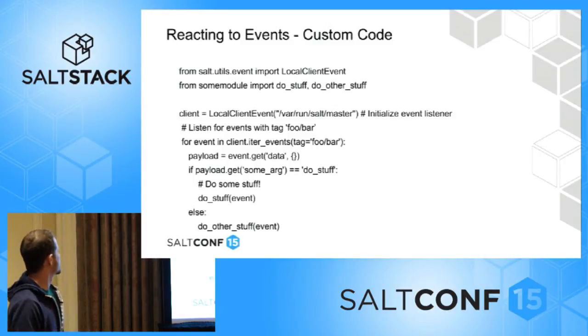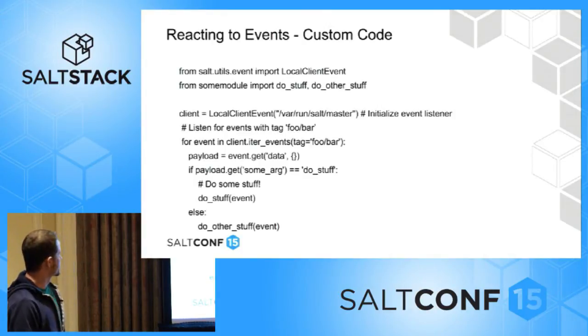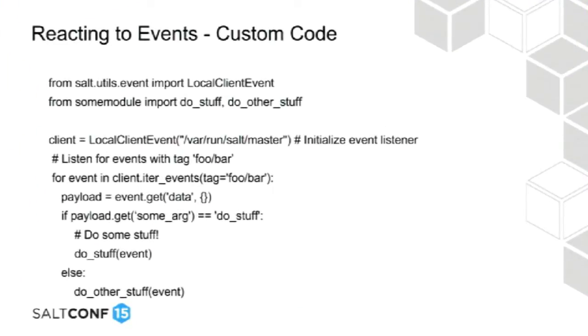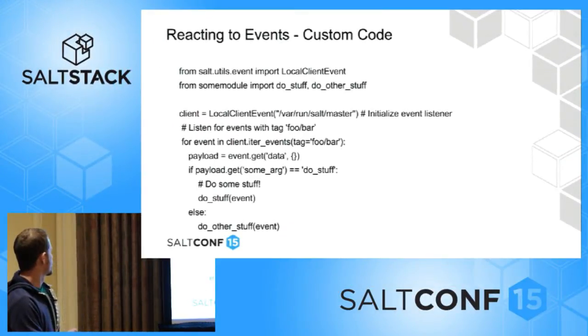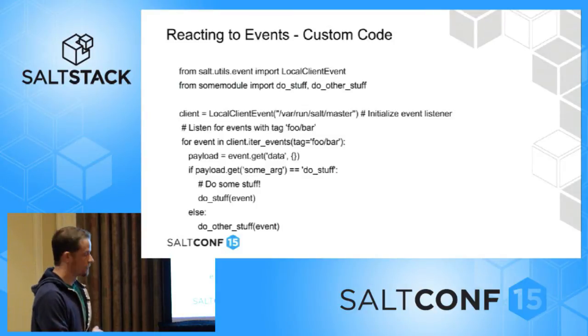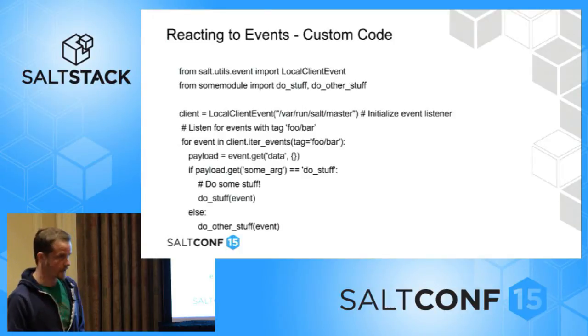This is a little closer to what I'm currently doing. This is using some custom Python. This would be running on the master side. It's pretty straightforward. This is kind of a nonsensical example, but the key points are all here. You want to import this local client event class. And then this is just some pretend function that I have that would actually do the thing that you want to happen. You initialize the client so that you can actually listen to these events. And all you have to do is give it the socket.